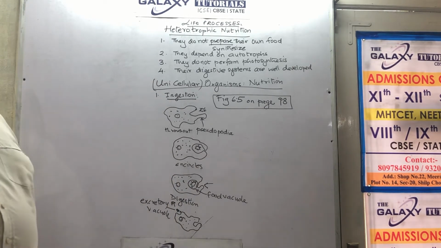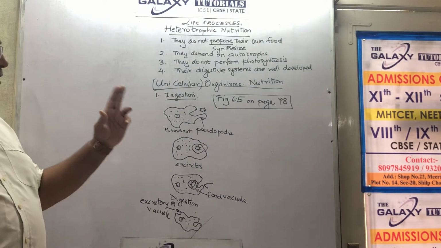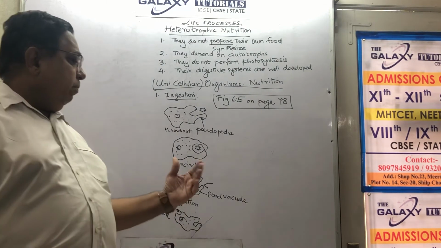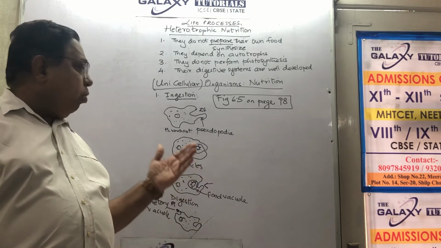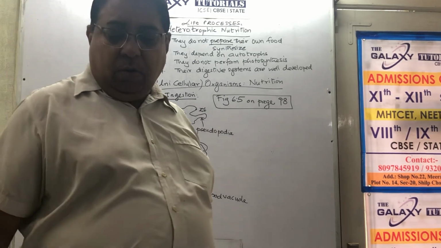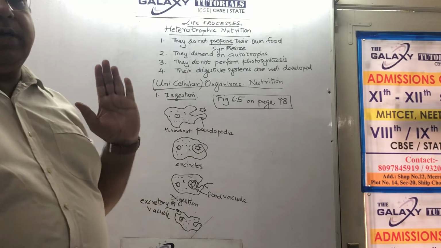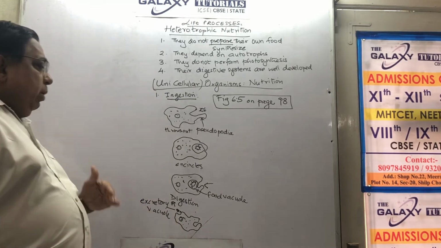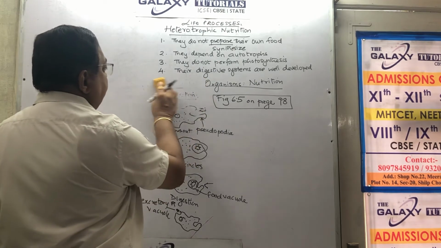And a simple diagram will do. Okay? Please practice that figure, 6.5 on page 98. It may come for labeling, may come to identify the diagram, write on the diagram, or draw the diagram. So this is how, in a unicellular example, amoeba nutrition takes place. We will go further. Now we will see other organisms.